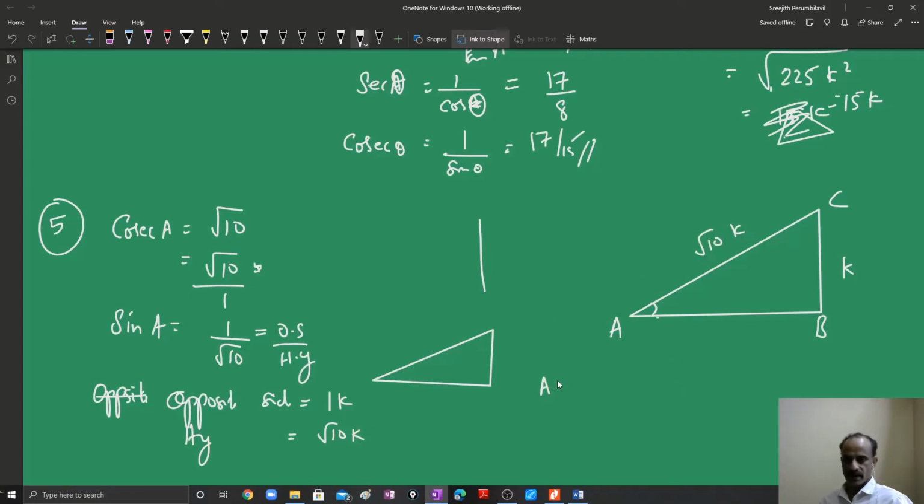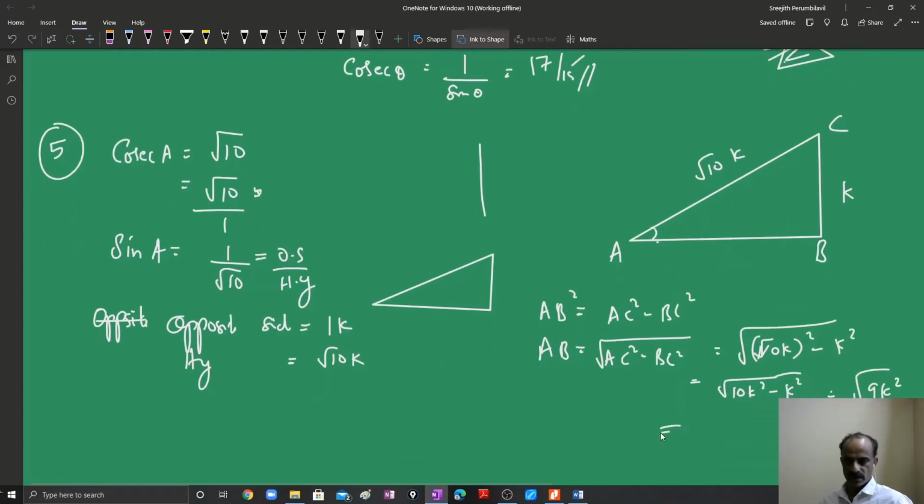We can find AB using Pythagoras theorem. AB square is equal to AC square minus BC square, or AB is equal to root of AC square minus BC square, that is equal to root of (10k) whole square minus k square, that is equal to root of 100k square minus k square, that is equal to root of 9k square, that is equal to 3 times k. So this is 3k.